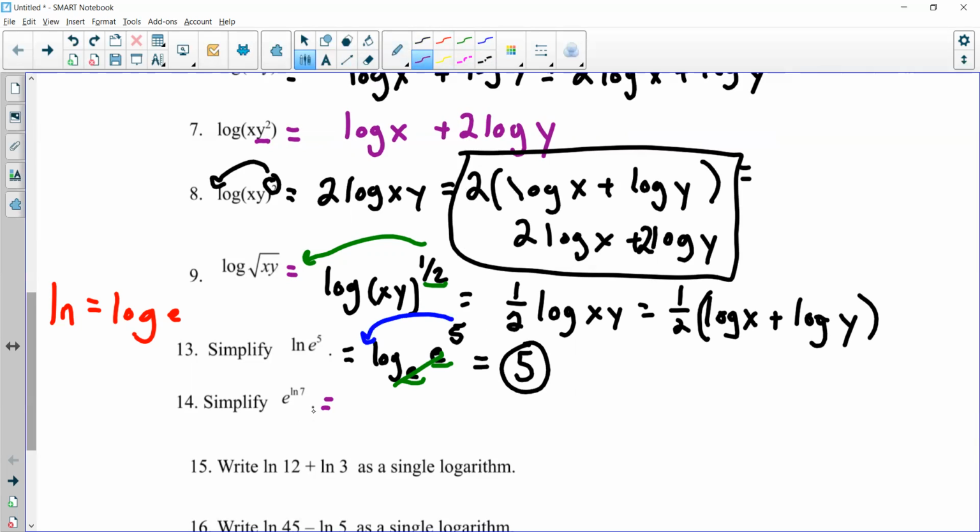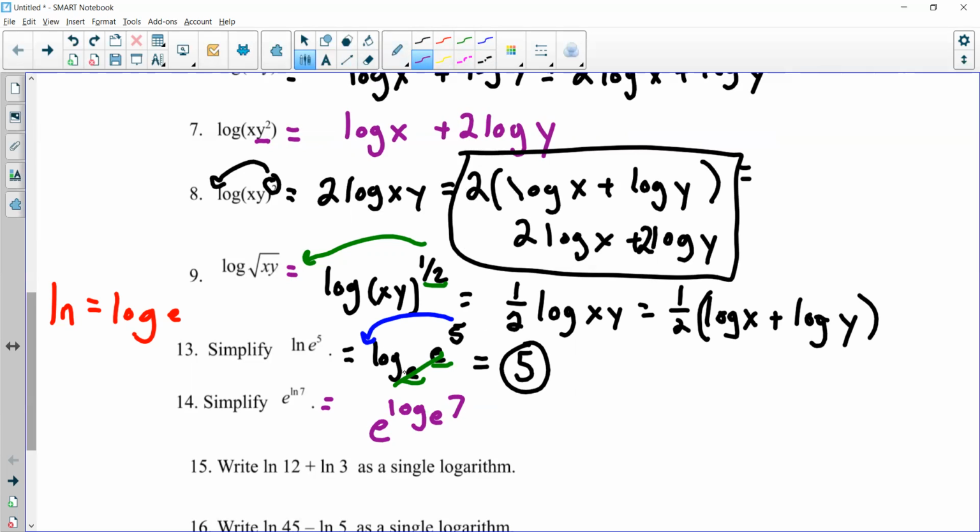Next one, e to the ln 7. I could rewrite that as e to the log base e of 7. My fault, I put a Z for some reason.